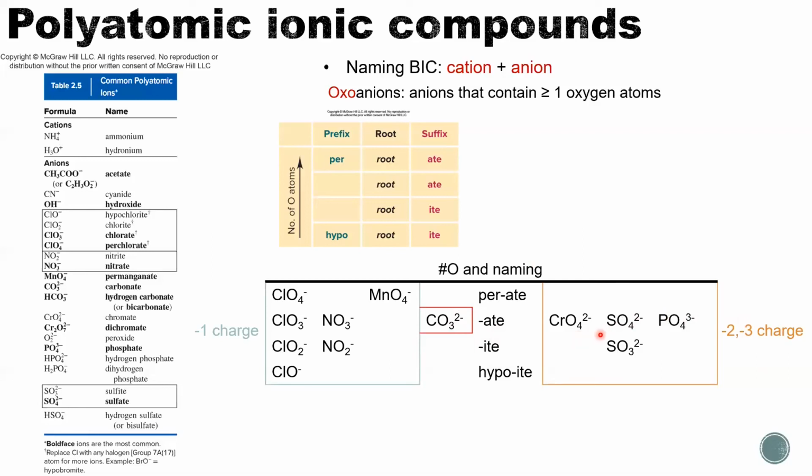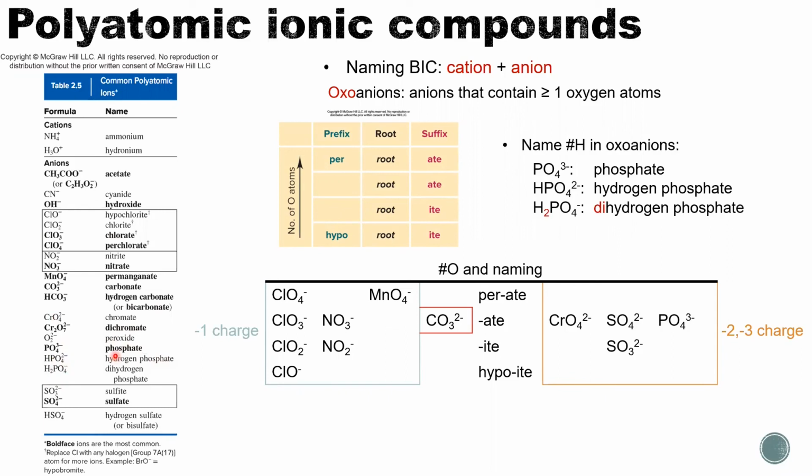For another set of polyatomic anions with -2 or -3 charge, the number of oxygens changes. If we have 4 oxygens in the group, then we use ate instead of per-ate. You can see here chromate, sulfate, and phosphate. With 4 oxygens, because it has more charge, it is downgraded and has the ate ending. And here it's 3 oxygens and the ite ending. Sometimes the oxoanions will also include hydrogen, for example in the phosphate family.